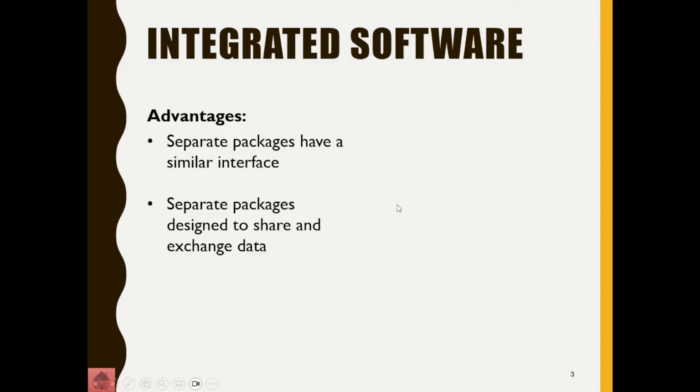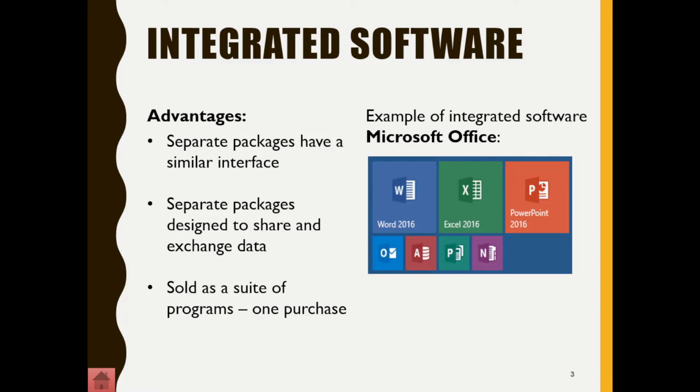Separate packages designed to share and exchange data. So again, same with what I just showed you now. They are actually designed to share data between the different programs. And as you grow in your CAT knowledge, you'll see how you can actually do that. They are sold as a suite of programs. In other words, it's one purchase. You are not buying three different packages. You're not buying five or four different packages. No, you are buying one.